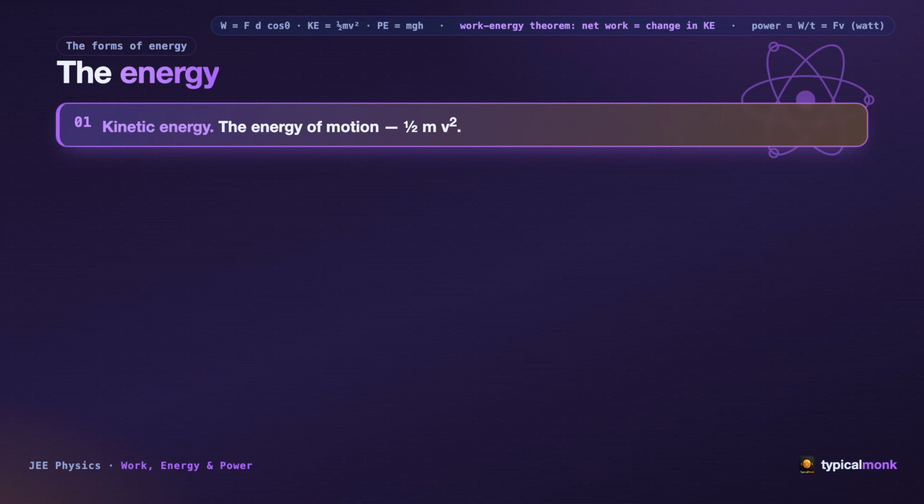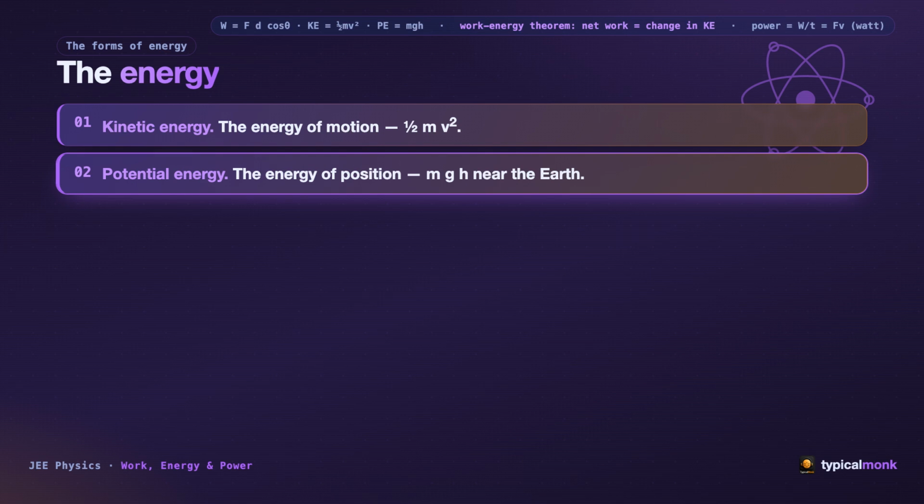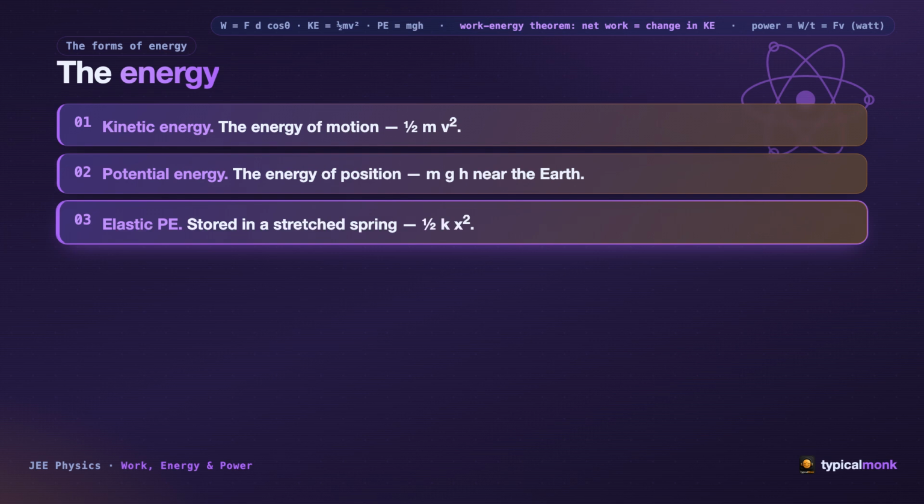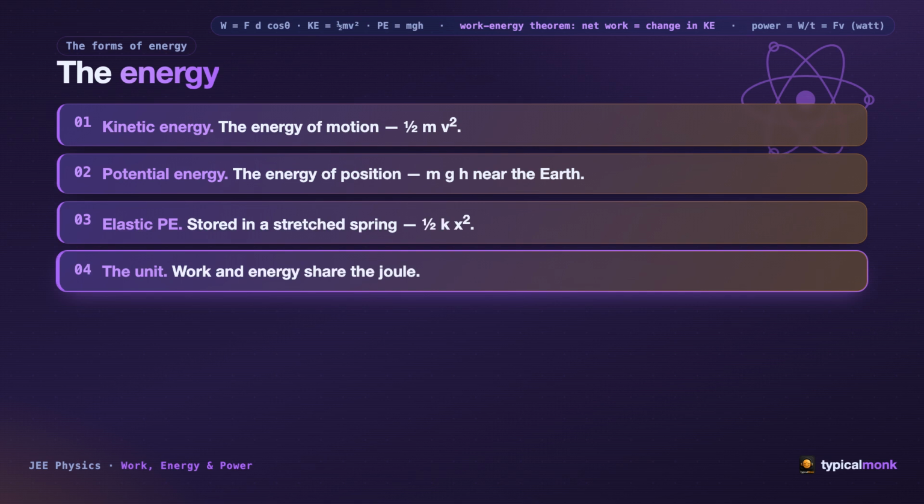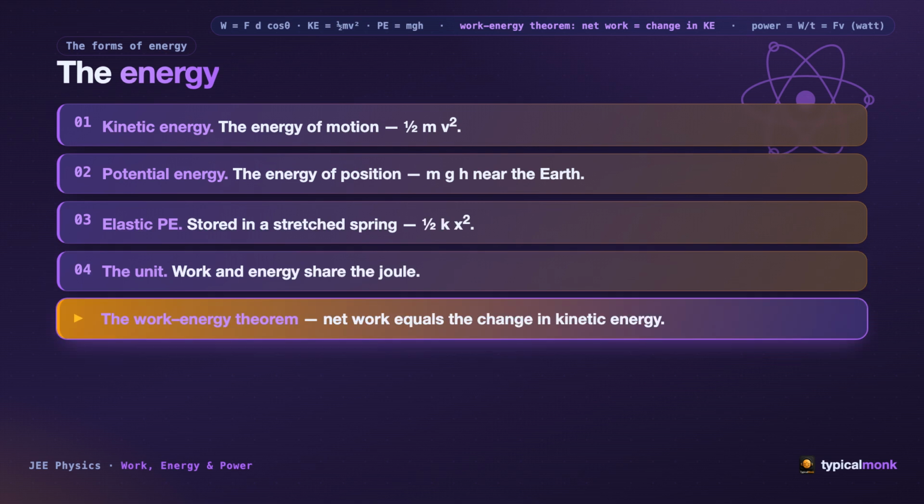Now the forms of energy. Kinetic energy, the energy of motion, 1/2 mv squared. Potential energy, the energy of position, mgh near the earth. Elastic potential energy, stored in a stretched spring, 1/2 kx squared. The unit, work and energy share the joule. The work energy theorem, net work equals the change in kinetic energy.